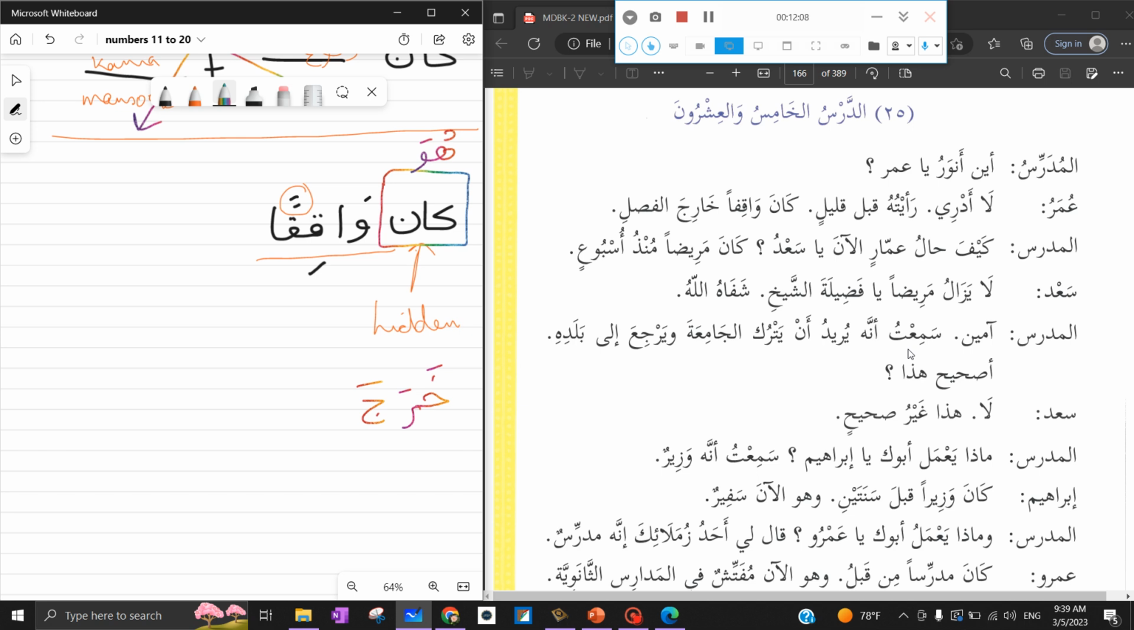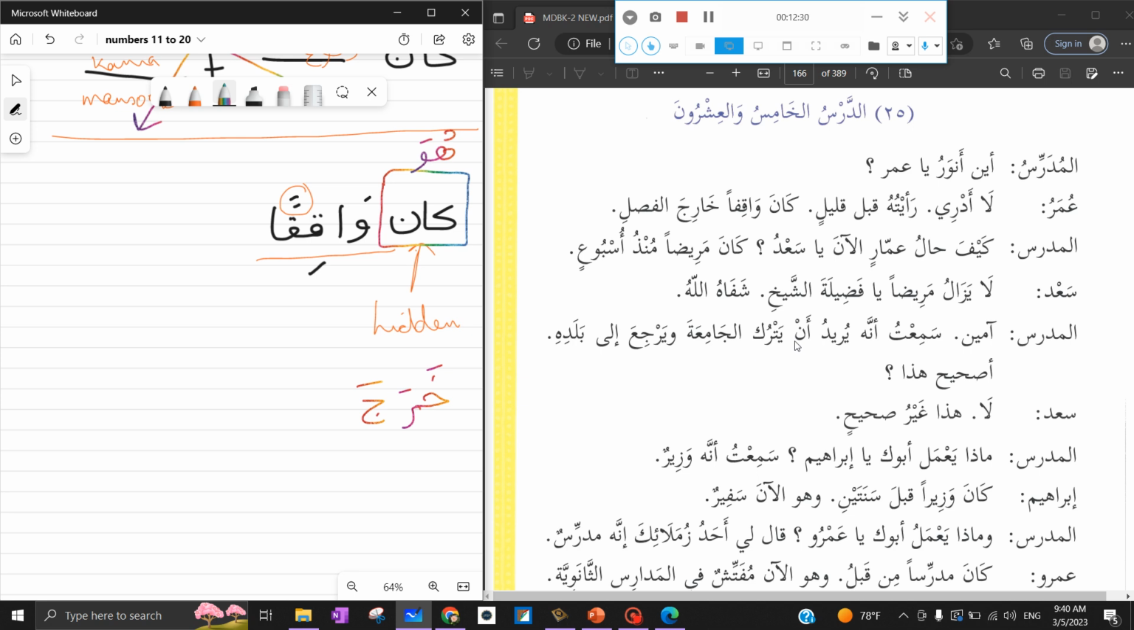Sami'tu, I heard, fi'l and fa'il. Annahu, that he, who is the marid? Who is marid? Ammarun, Ammar. Yuridu, annahu yuridu an yatruka al-jami'ata. Means he heard that Ammar wanted, yuridu means wanted to, an yatruka.